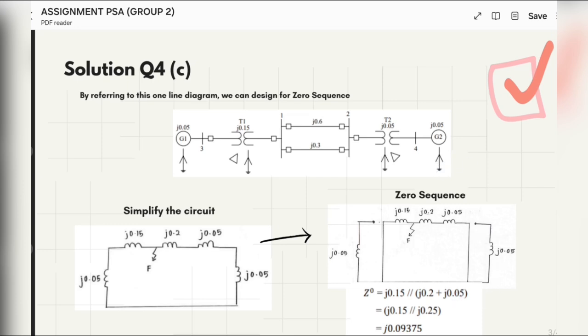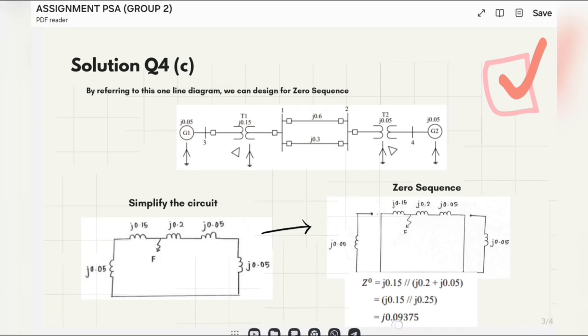So how do we find the value of zero sequence? Firstly, we know that the fault occurs at bus 1. So from here, we see that the closed connections are only these three. So if this is open circuit, we just ignore the value because it is not connected to the ground. So from here, we know that J0.15 is parallel with these two. So we will get the answer J0.09375 for the zero sequence.